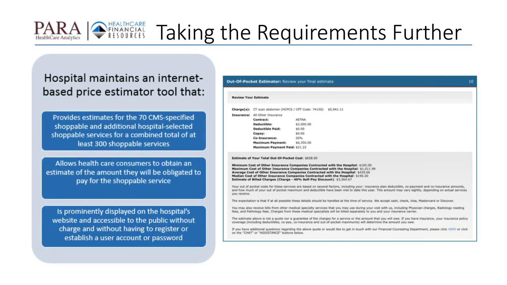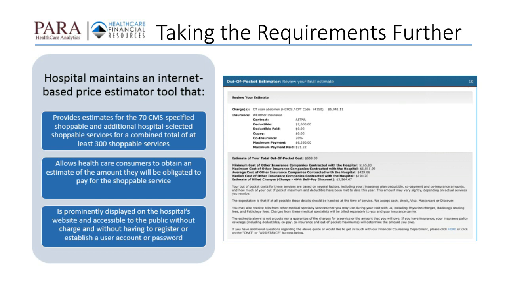So let's bring it all together. To be compliant with the first CMS requirement that Ryan outlined, the facility needs to create a machine-readable document that includes each of the data points Ryan outlined previously. For the second requirement, the facility must create a separate extract demonstrating the same data points for 300 specific services, including any ancillary charges that are normally associated with those procedures.